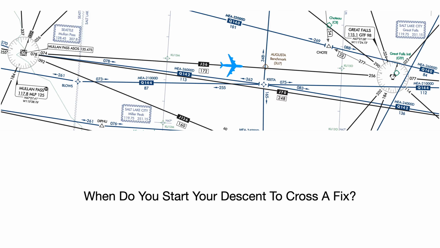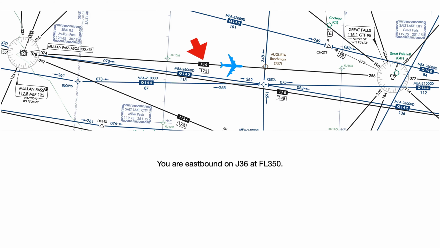So today's question is, when do you begin your descent when you're given a crossing restriction? Coming up next in this video, let's take a look. When do you start your descent to cross a fix? Let's look at this example here.